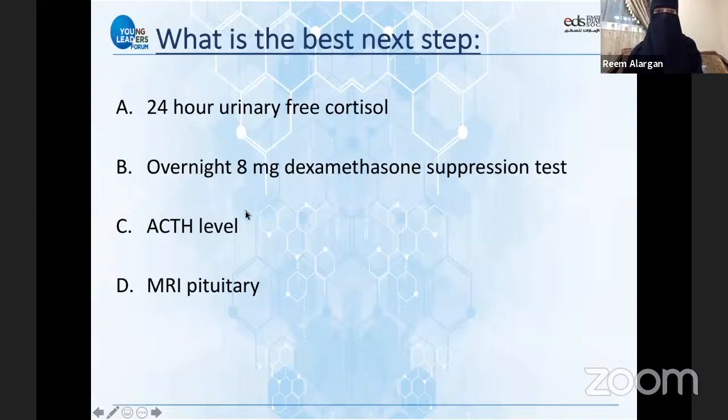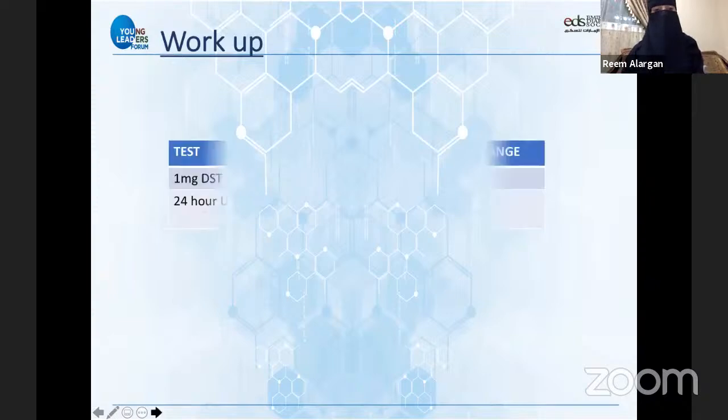So 45% of the audience think the best step is to go for overnight 8 mg dexamethasone suppression test. 22% think it could be a 24-hour urinary free cortisol, and the rest think between MRI pituitary at 21% and ACTH level at 12%. Because of persistent serum hypercortisolemia in the morning, we elected to do further workup of hypercortisolemia.